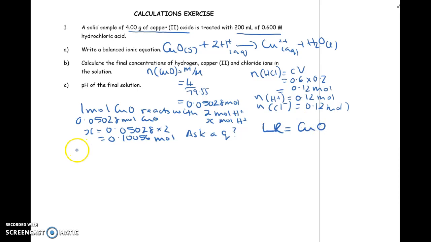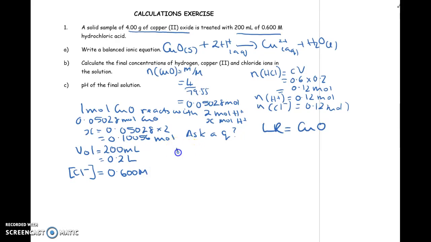So the volume hasn't changed, so the volume is still 200 ml, which is 0.2 of a litre. So this means that the concentration of the chloride ions is still 0.600 molar. Now let's find the concentration of the copper ions.